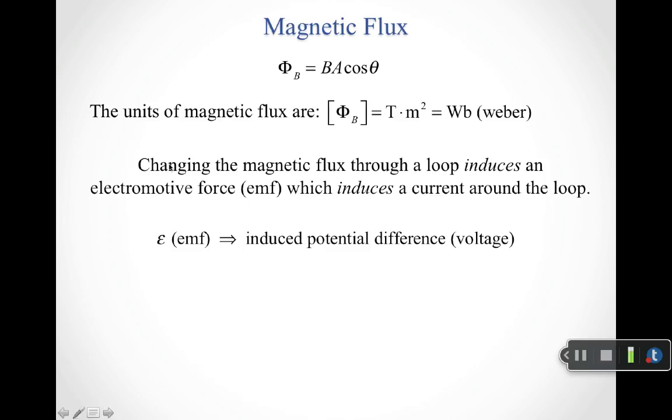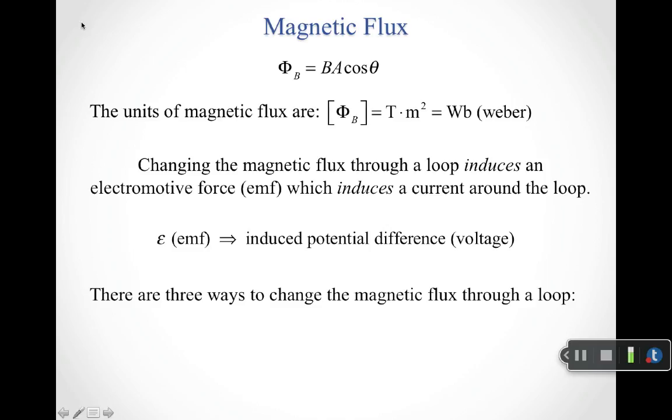The more common way that we would read this in terms of language is that when you change the magnetic flux through some loop, it's going to induce a voltage, induce a potential difference, which then induces a current. That potential difference created by changing the magnetic flux will end up driving a current around your loop, assuming that your loop is conducting.